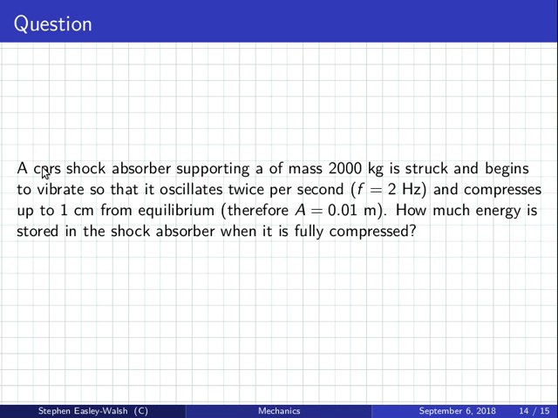Yeah. So your car has a mass of 2,000. Then it hits a bump on the road. When you're in the car and you hit a bump on the road, the car goes up and down. I tell you the frequency is 2. So you hit the bump, and the car moves twice in 1 second. And the spring compresses by 1 centimeter.